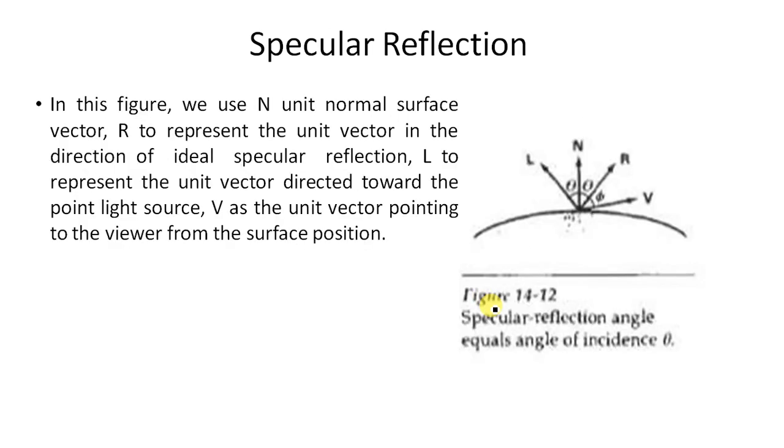Now in this diagram, this is our surface, this is our viewing direction, this is our light source direction, this is our normal vector to surface, then this is our specular reflection, and this phi is called the angle between the reflection vector and the viewing direction vector.